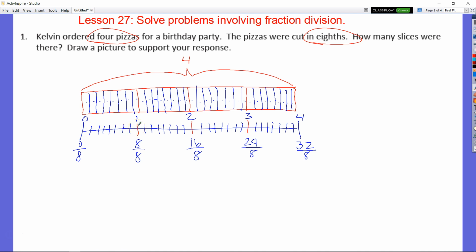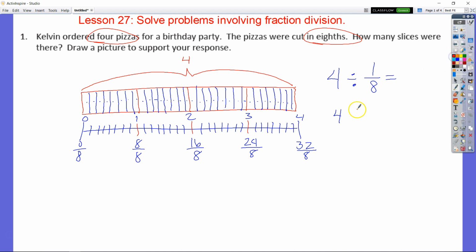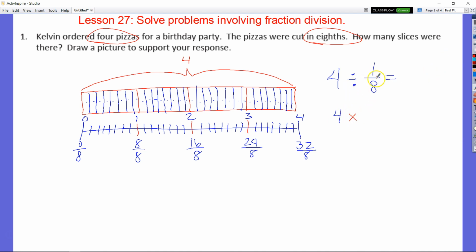So we know that we have 4 pizzas divided by 1 eighth is equal to, remember we talked about doing our inverse operation. The opposite of division is multiplication, and the reciprocal of 1 eighth, if we flip it upside down, our numerator and denominator change places, we get 8 wholes. So we say that's equal to 4 times 8 over 1, which is equal to 32 over 1, which is 32. There would be 32 slices.